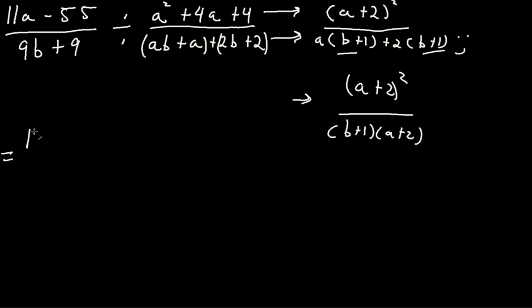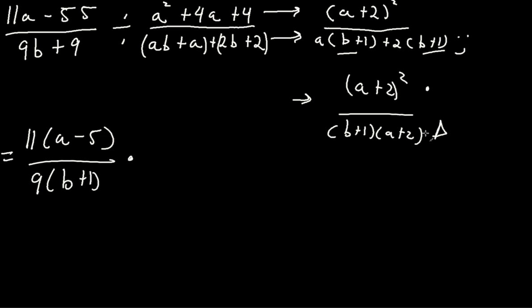Hopefully. So 11, let's factor out the 11, a minus 5, factor out a 9, b plus 1. Now I need to flip these upside down. Again, I can put dot and star, so that means that it's going to be dot and star when it's upside down. Okay, this should not be a triangle but a star. So this is b plus 1, a plus 2, and then this is a plus 2 squared.